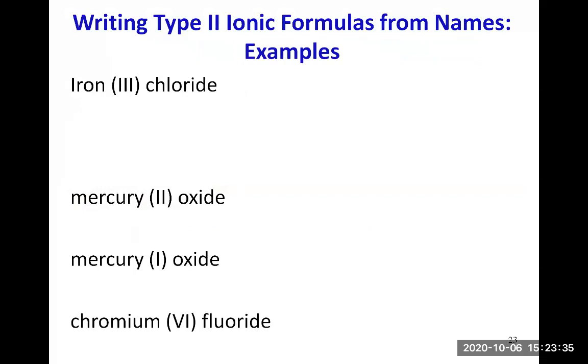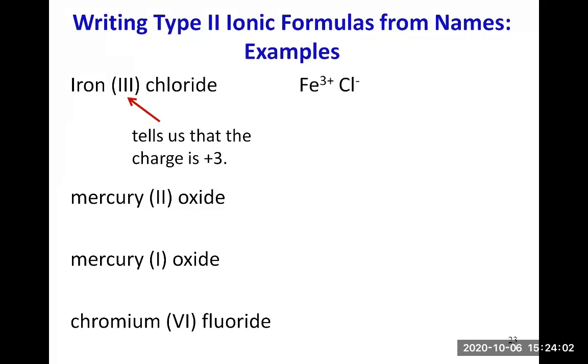So let's look at examples of writing type 2 ionic formulas from the names. So when you're given the name like iron(III) chloride, the name tells you that iron is Fe3+ in that compound. And chloride is a predictable ion. It's from group 7A, so 7 minus 8, it's a -1 ion. So Fe3+ and Cl- are the two ions that make up this iron(III) chloride.